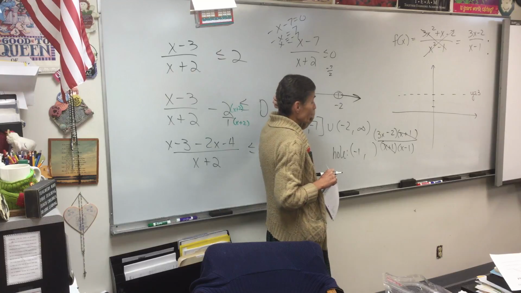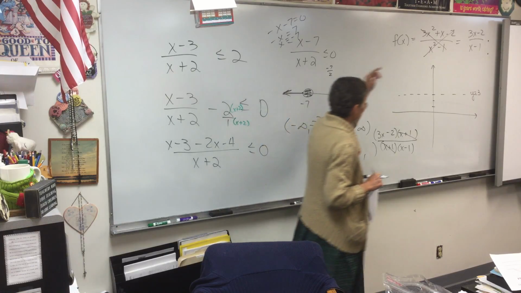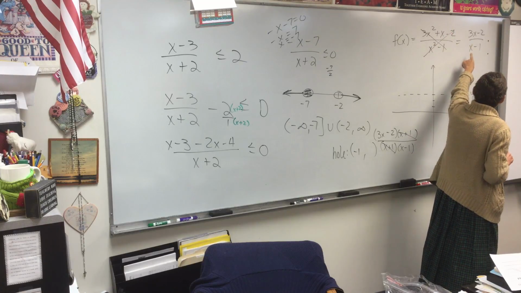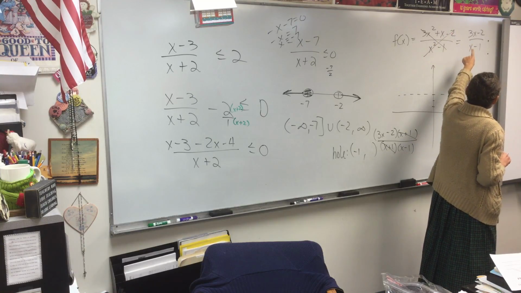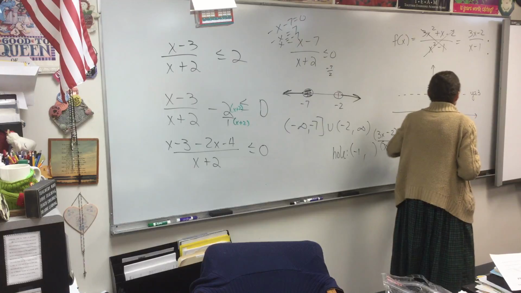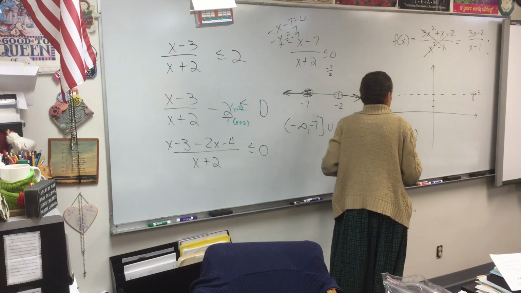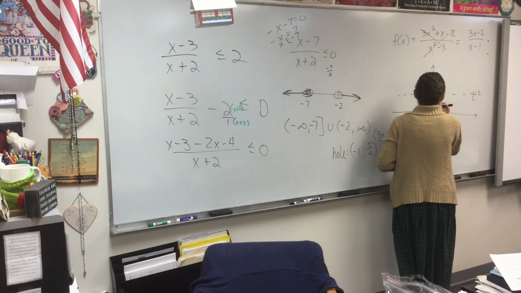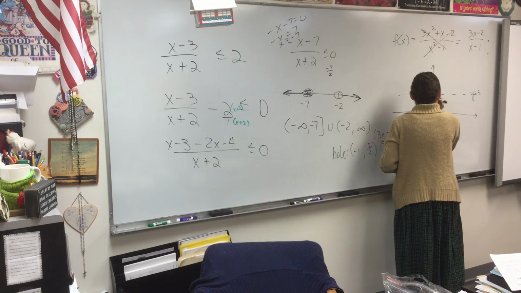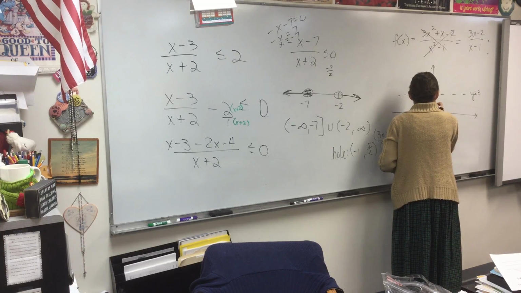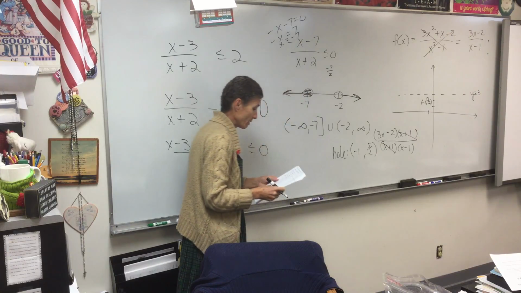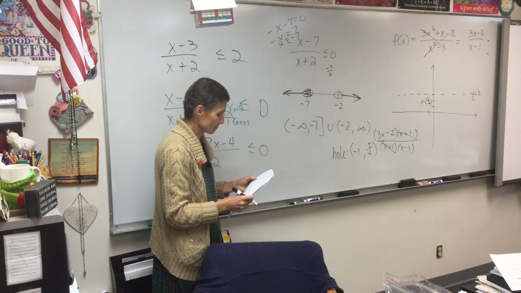And then how will I find my y coordinate? Plug in -1 right up here. Remember, we're not dealing with this anymore. We plug it in right here. So what does that give me if I put in -1? 5/2? Is it positive 5/2? Yeah. So -1, positive 5/2. Everybody with us so far?